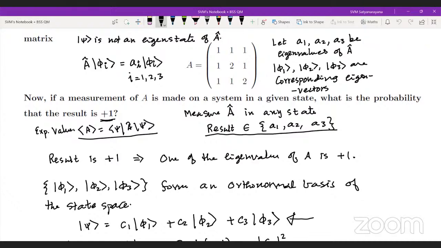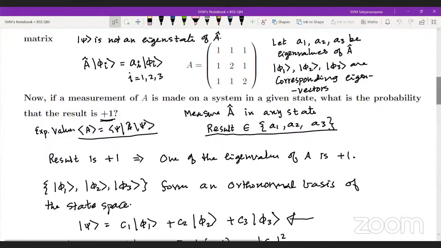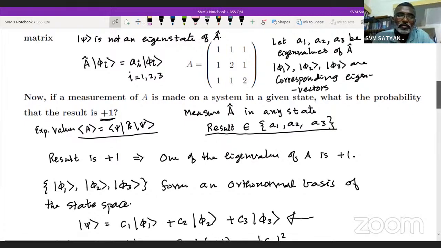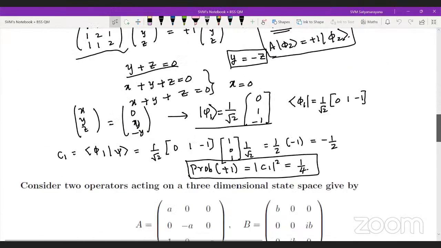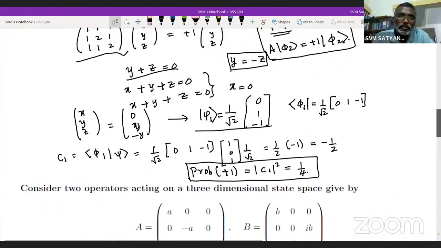Yes, sir. Okay, so if you understand this, then please continue this, and you will get a complete understanding of this. Sure, sir. Okay, so now let me go to the next problem. Can I make a point here? Yeah, please, for 1 minute.